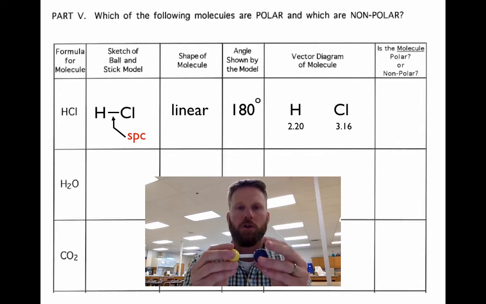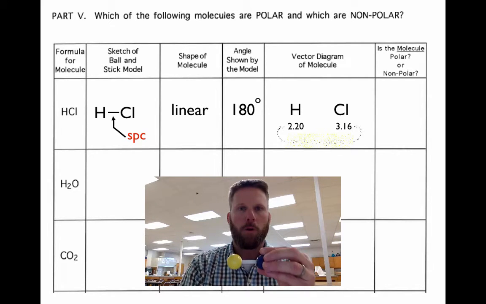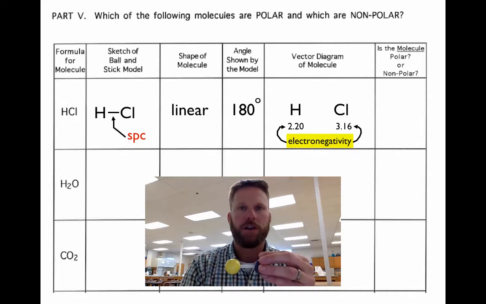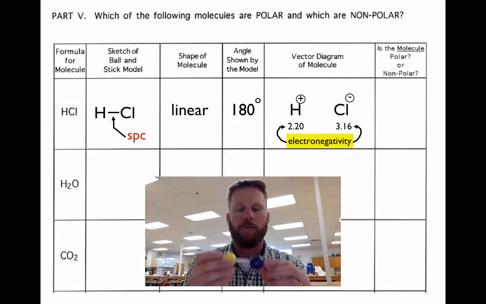Now that means that the chlorine is more attracted to the electrons in this bond. So the electrons are actually pulled closer to chlorine, making it more partially negative charged, and the hydrogen then, since the electrons are not around it, is partially positively charged. So we have poles that are created by these electrons being shared between the atoms.